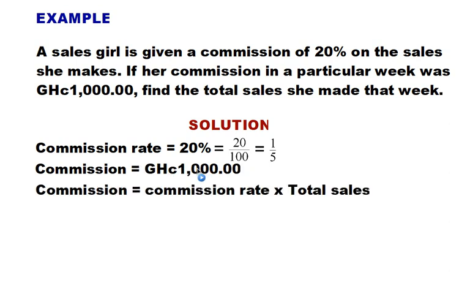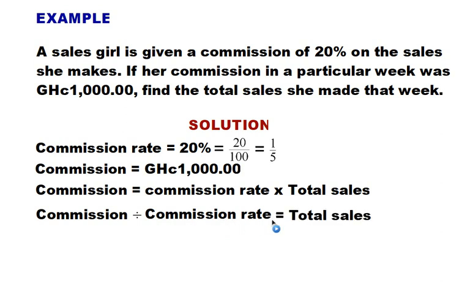Now we know that commission is given by multiplying the commission rate by the total sales. So we are going to make the total sales stand alone since it is the one we are looking for. So we take the commission rate to the left hand side. Therefore, we are getting commission divided by commission rate and everything equal to total sales.